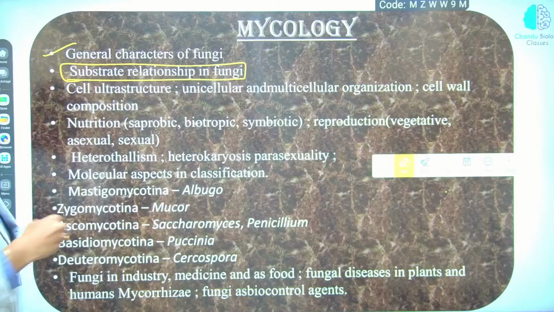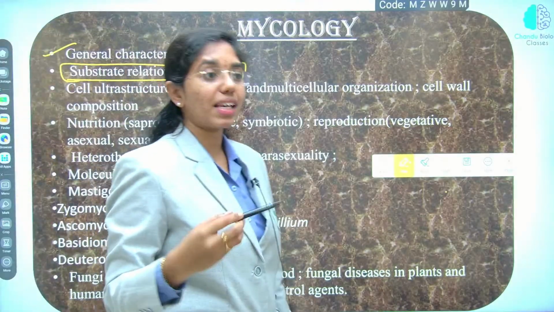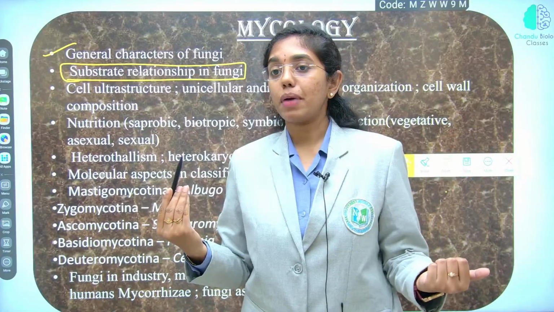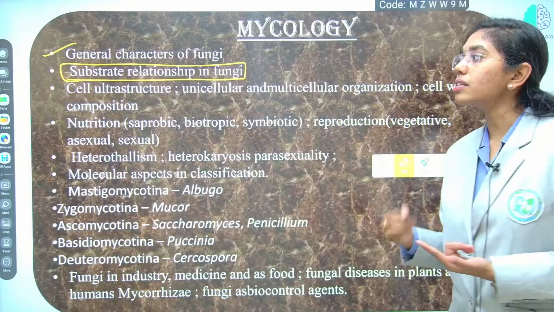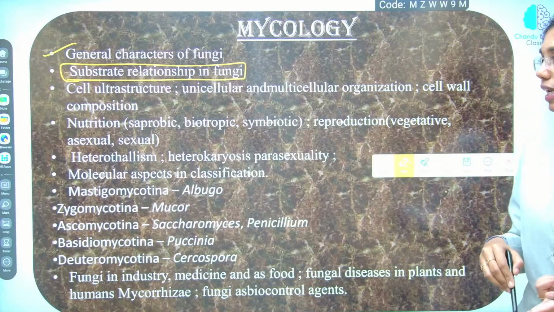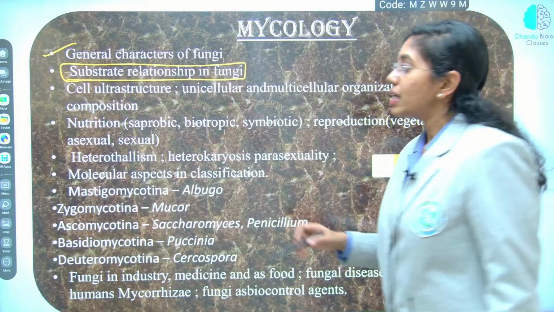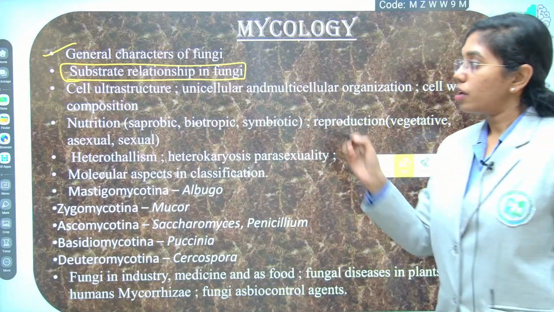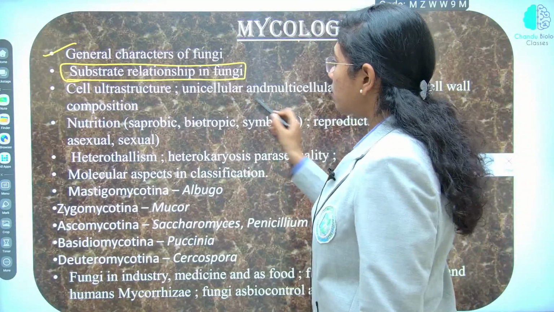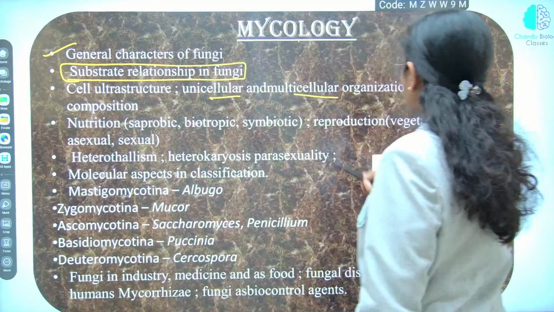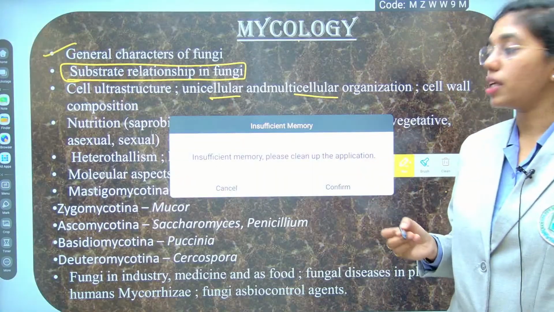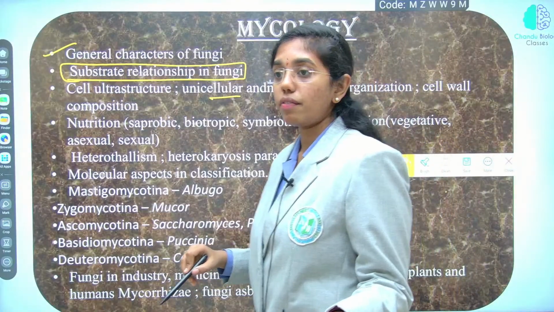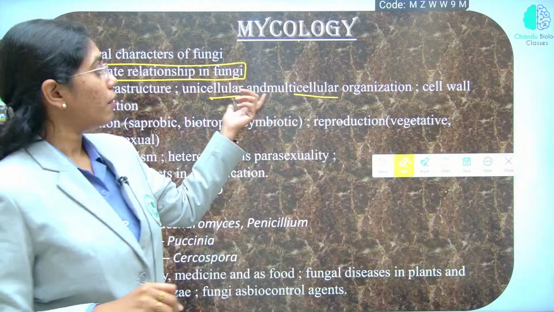We will get exposed to many different types of hyphae and mycelium, like primary mycelium, secondary mycelium, septate and aseptate types of mycelium. So all substrate relationships in fungi we will get into. And most important, cell ultrastructure, and fungi is a eukaryotic cell. Fine, right? So cell ultrastructure we will see, unicellular and multicellular organization. By type studies we will learn, like unicellular Saccharomyces cerevisiae, multicellular mushrooms we will learn in detail.